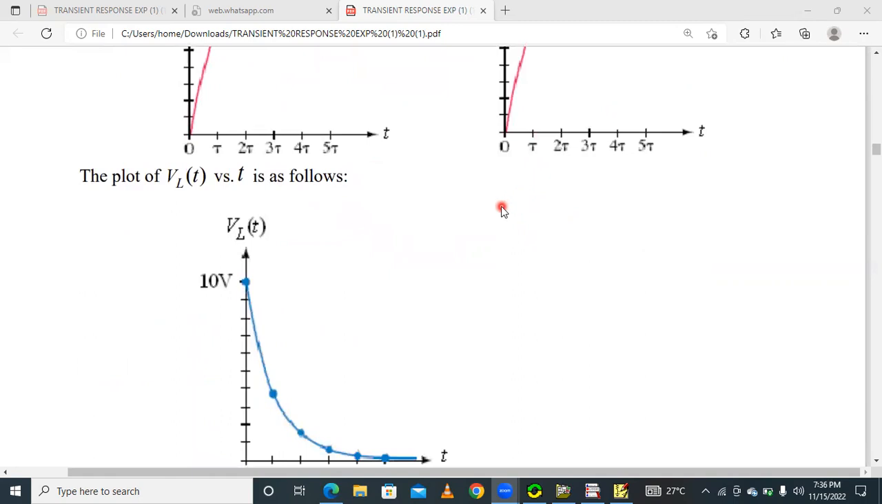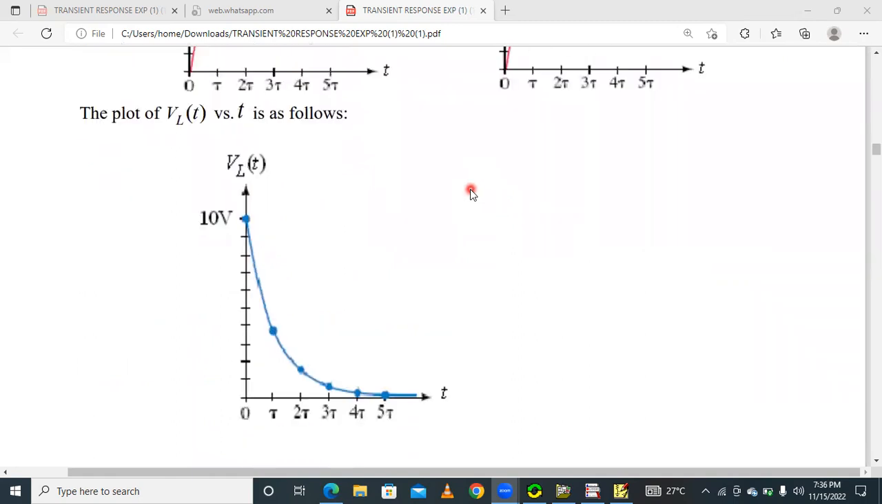And next, the voltage across the inductor. During the transient condition, the inductor does not allow sudden changes in current, so it acts as an open circuit. During open circuit condition, the supply voltage is present across the inductor. And finally, during steady state condition, the inductor acts as a short circuit, so during short circuit condition the voltage is equal to 0.